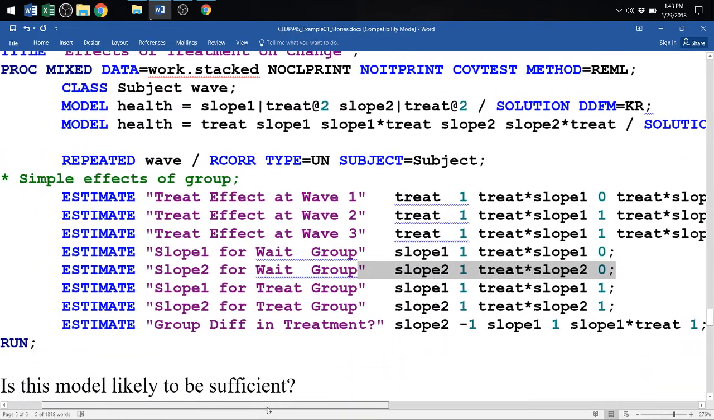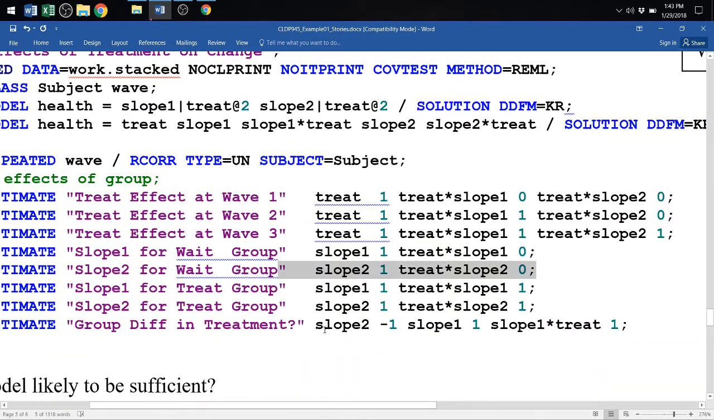And that's how I came up with this line right here, where slope 2 is the red line, and slope 1 plus the interaction of slope 1 by treatment is the green line. I'm contrasting one and the other.